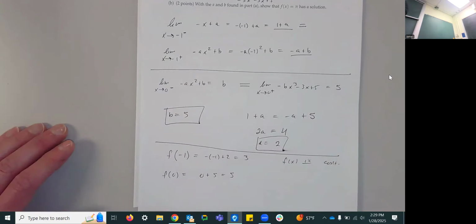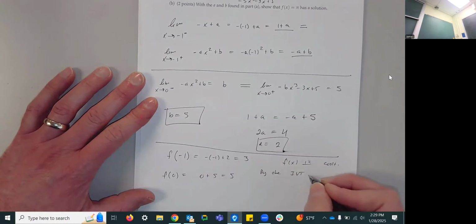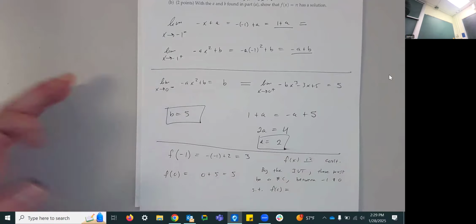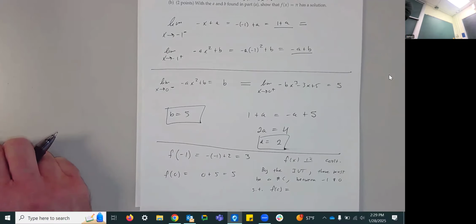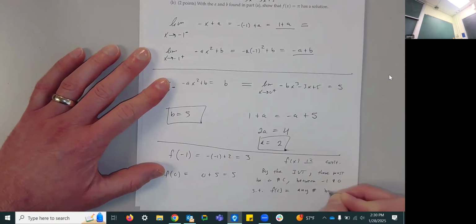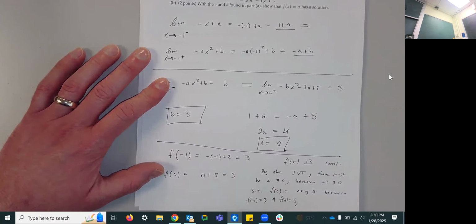So then by the intermediate value theorem, there must be a number c between negative 1 and 0 such that f of c is equal to any number you want between 3 and 5. Is actually the words I would write. Any number between f of negative 1 equal to 3 and f of 0 equal to 5, specifically pi.